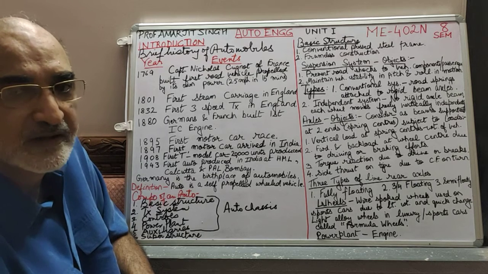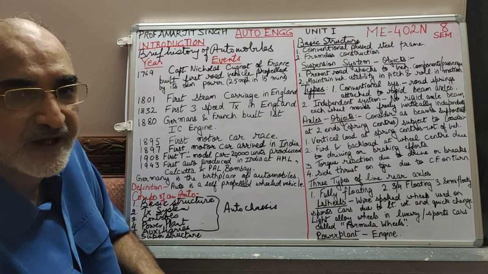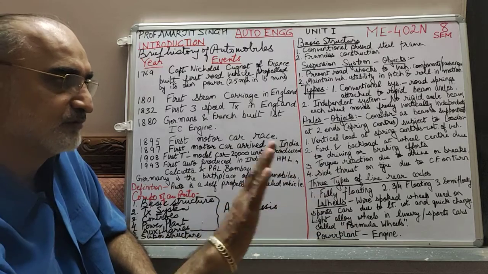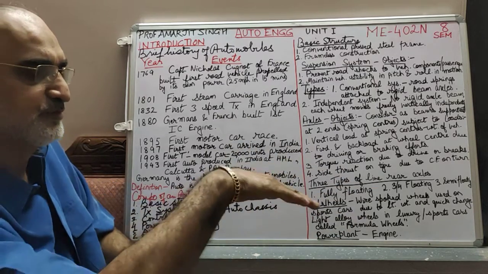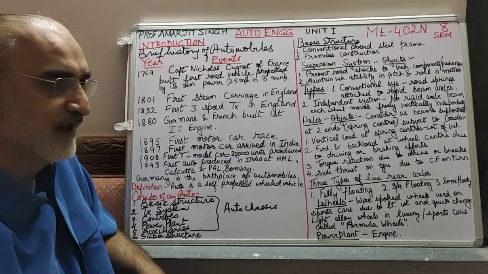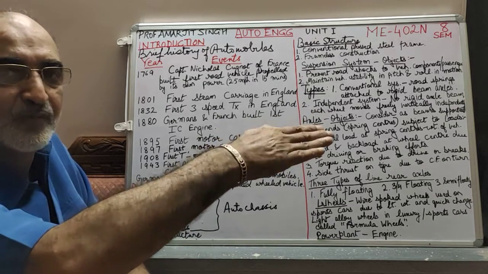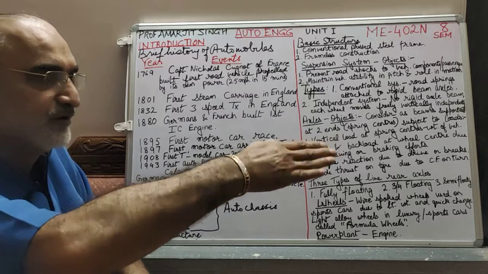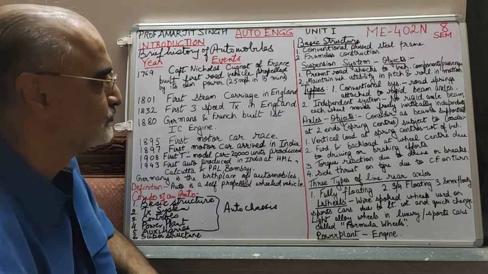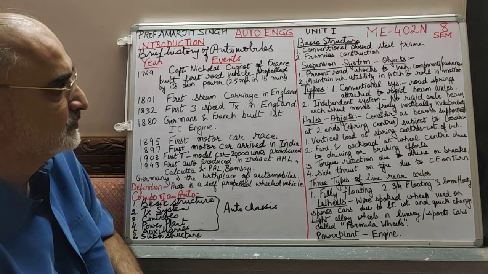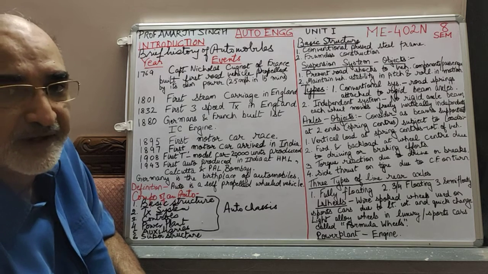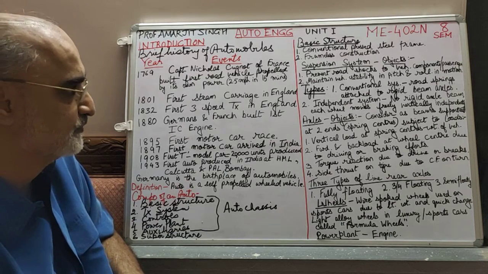What is pitching and rolling? Pitching is, if this is the front of the vehicle and this is the rear, this is pitching. Rolling, like a boat on the sea, it rolls left to right. This is rolling. So, stability has to be maintained in both these forces.